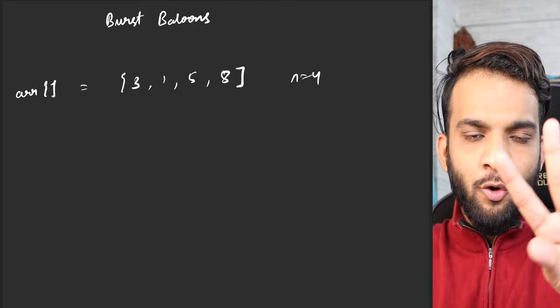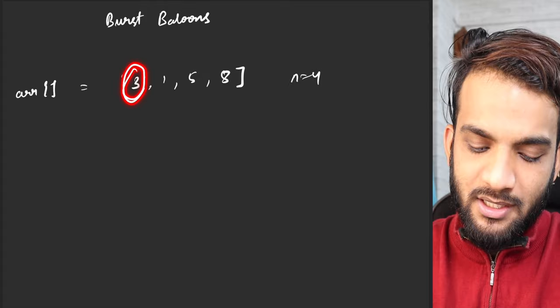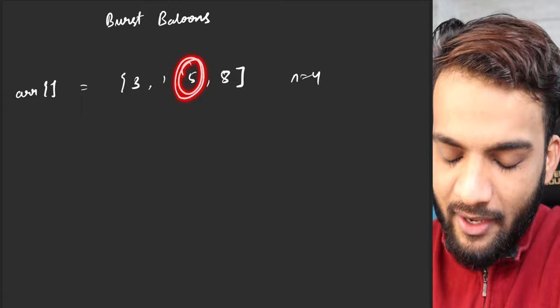Every balloon has a number written on it. Like this first balloon has a number 3 written on it. The second balloon has a number 1 written on it. The third balloon has a number 5 written on it. And the fourth balloon has a number 8 written on it. Okay. So you have to burst them.